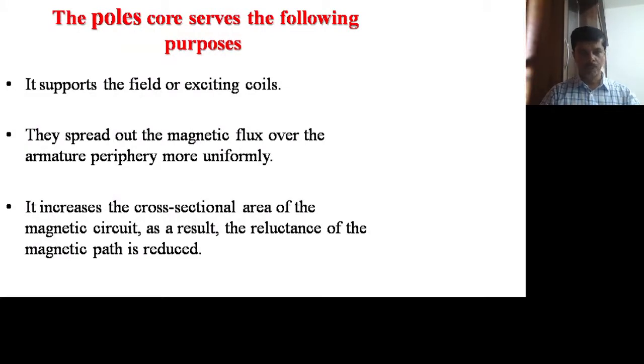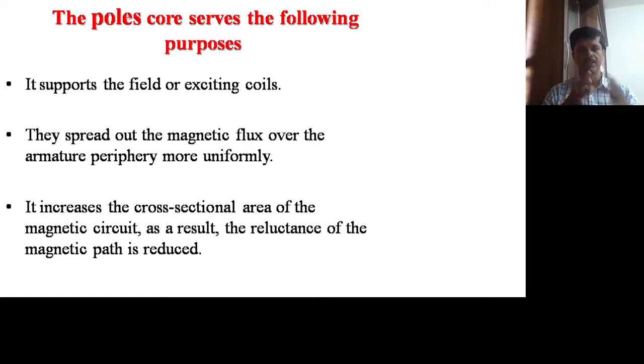The pole core serves the following purposes. It supports the field winding, so the field winding is fixed to these pole cores. Being of a larger cross section at the bottom, the pole shoes spread the magnetic flux over the armature more uniformly, and they increase the cross-sectional area of the magnetic circuit. As a result, the reluctance of the magnetic path is reduced.